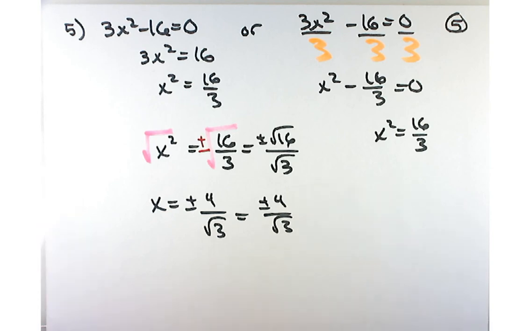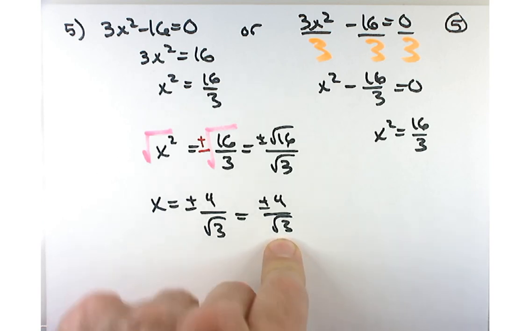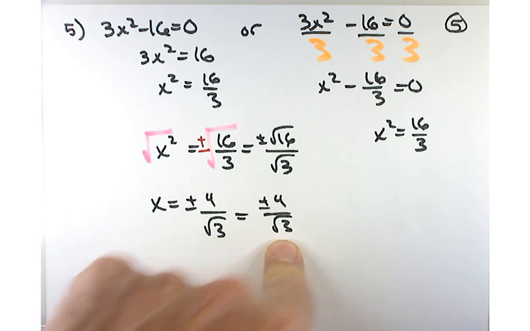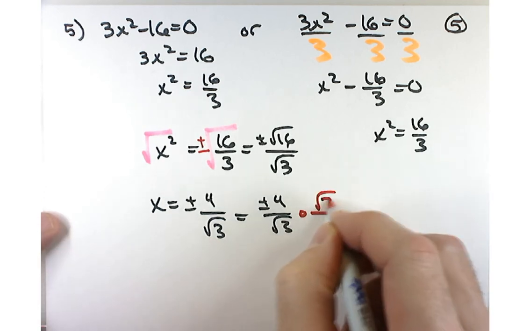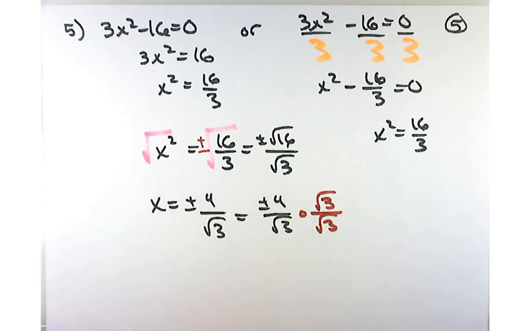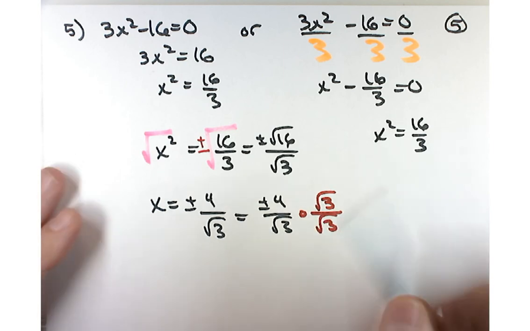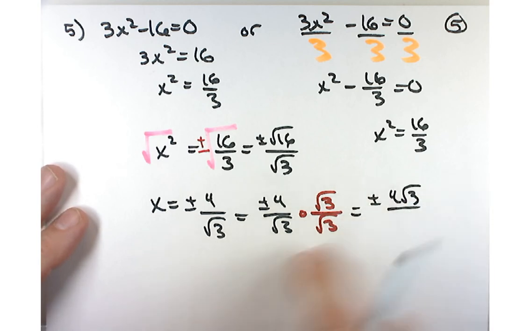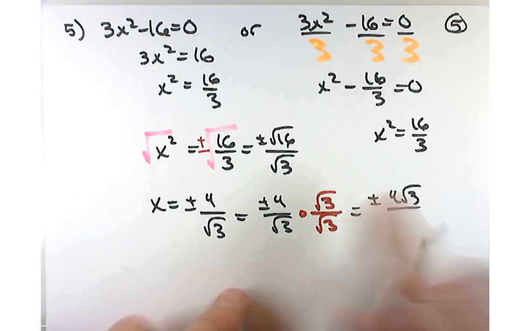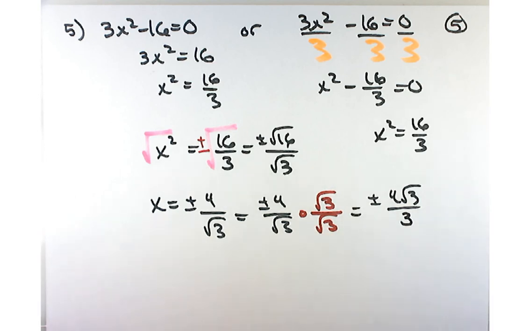You may remember from the last chapter that I don't really particularly care for irrational numbers in the denominator. So how can I get rid of this square root of 3 here? Square root 3. Perfect. Thank you, Colby. Multiply by root 3 over root 3. And we get plus or minus 4 square roots of 3 over the square root of 9. But the square root of 9 is 3. So that's what I'd be looking for.